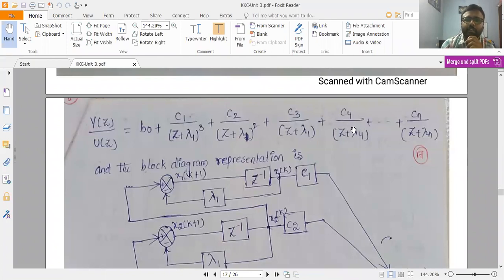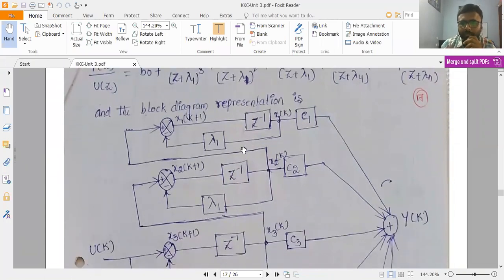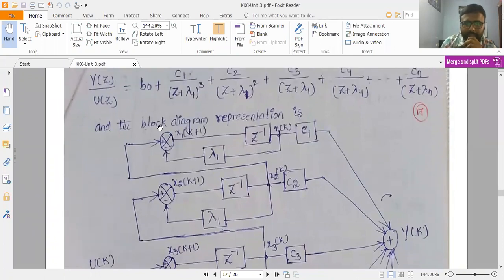The Jordan canonical form is applicable only when repeated poles happen. In this transfer function, we observe the repeated poles with (z plus lambda 1) whole cube and (z plus lambda 1) whole square. These are the two repeated poles in the transfer function. So try to observe the block diagram representation for this. The starting value is v naught.